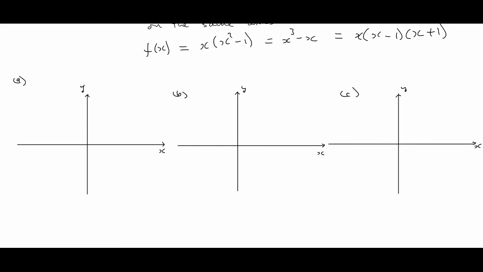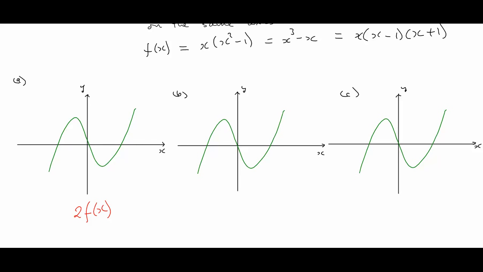So this is a cubic which passes through the origin, and it also passes through the points (1, 0) and (minus 1, 0). So it looks like this. And I could sketch that on each of the other 2 axes as well. Now, first of all, we want to sketch 2f of x. Now, what transformation is this?